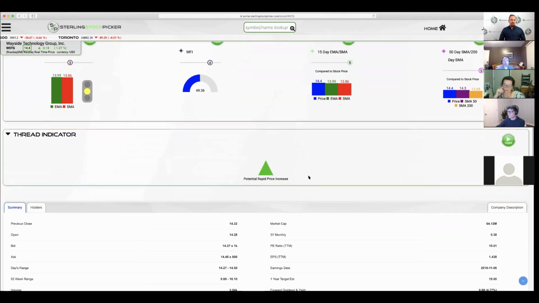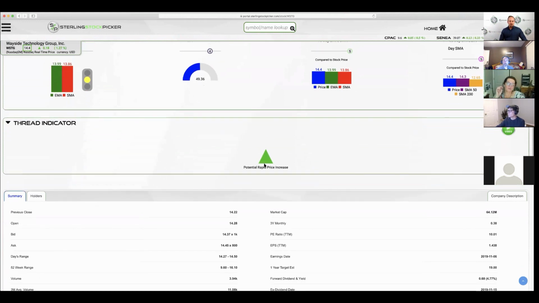And then we've added the thread indicator. Now this is going to pop up when the stock price has moved through the short-term averages, again, the short-term SMA and EMA, and we are alerting you by this green triangle here, so you know to look out for this stock making a rapid price increase in terms of the price movement.